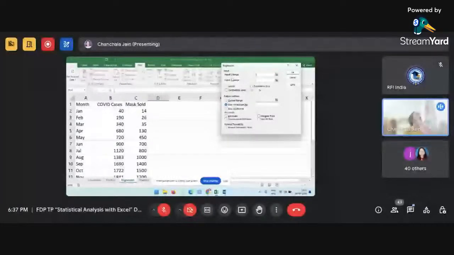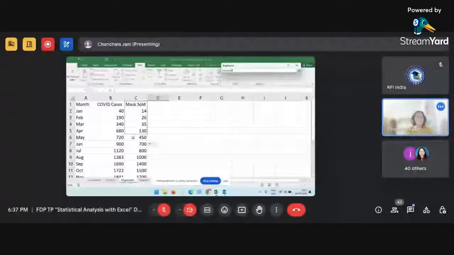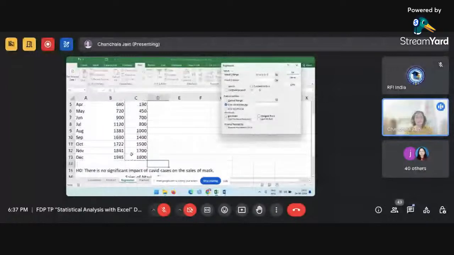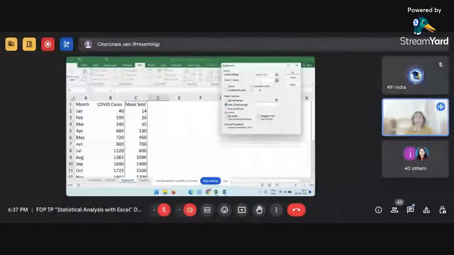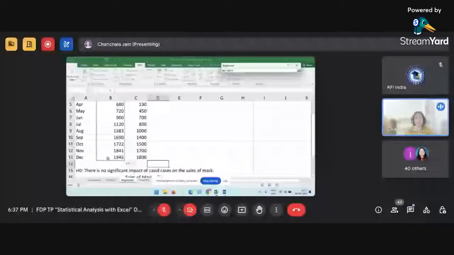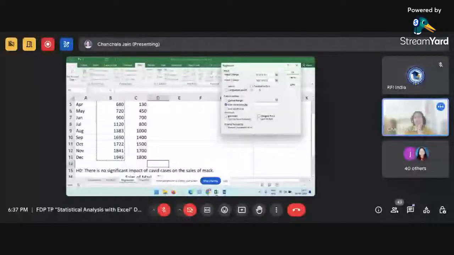So you can see it is asking you to provide the range of your y variable. So you can select the mask sold which you have considered as your dependent variable, right? So y variable will be your dependent variable. X variable is your independent variable. So I'm selecting the range of the COVID cases here. Then now selecting the labels as I selected my data including the label. So I selected this. Fine. Yes. Okay, may I proceed?